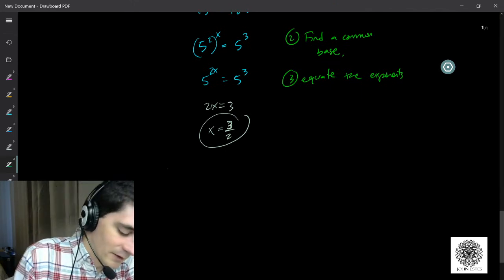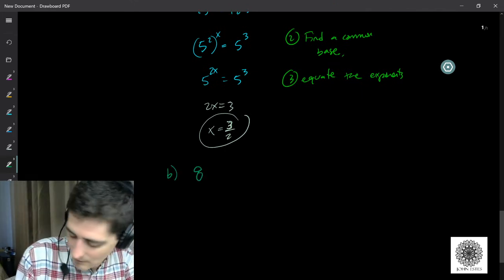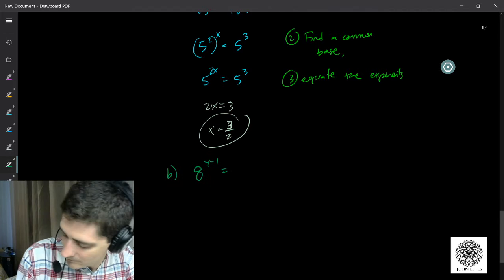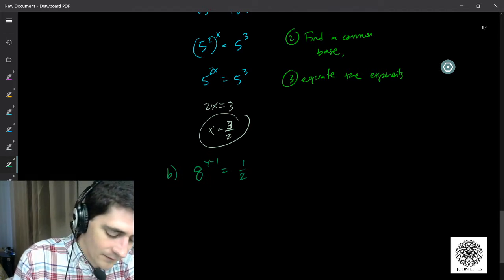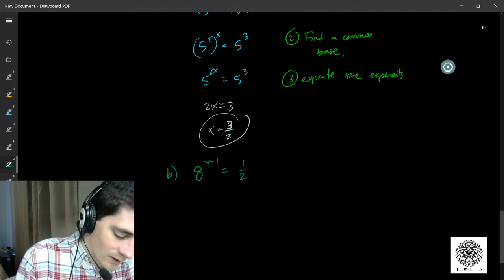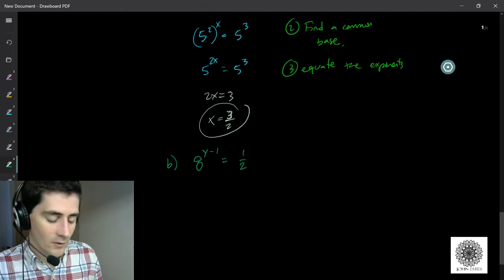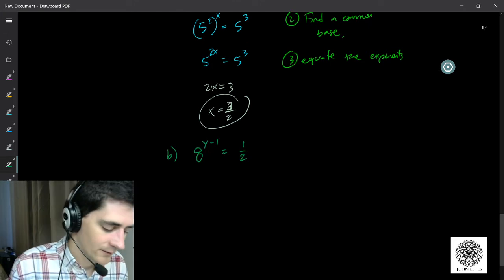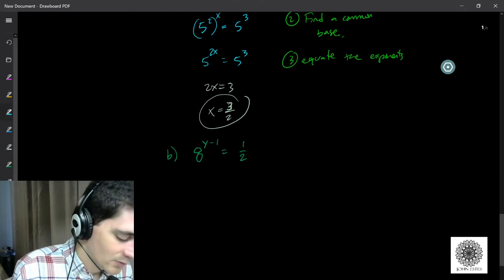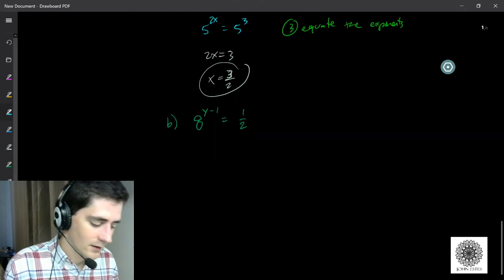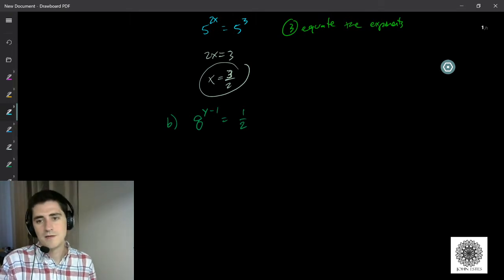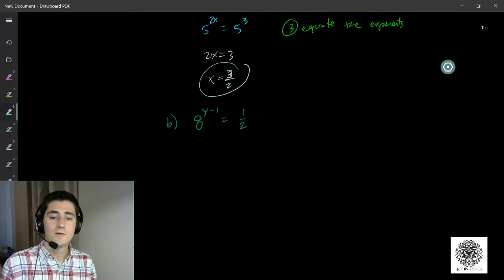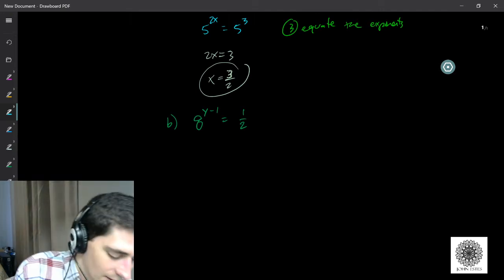So this time we have 8 to the y minus 1 power equals 1/2. All right, let me rewrite that y. It looks kind of like a 4. 8 to the y minus 1 power equals 1/2. Okay, can I get a common base? That's the idea. We need to figure out a common base. And I remember when I see the 8, what do you think instantly? You think 2 cubed, right? And I think that'll work.